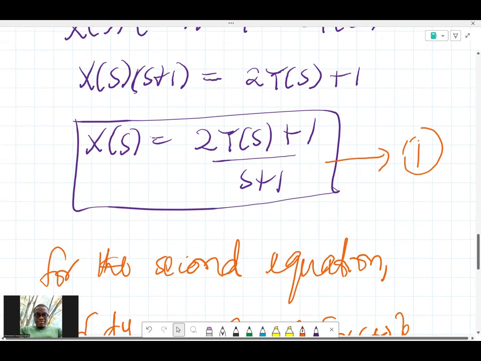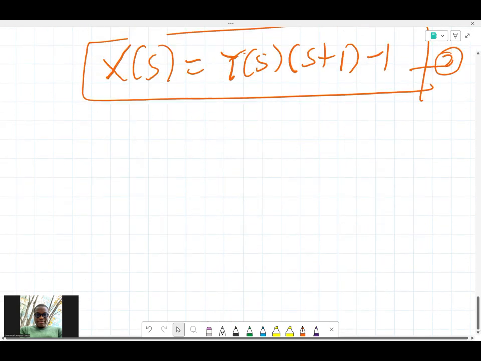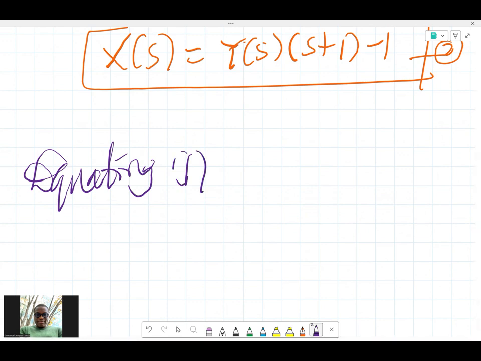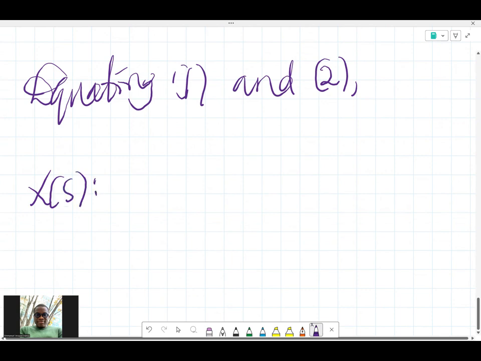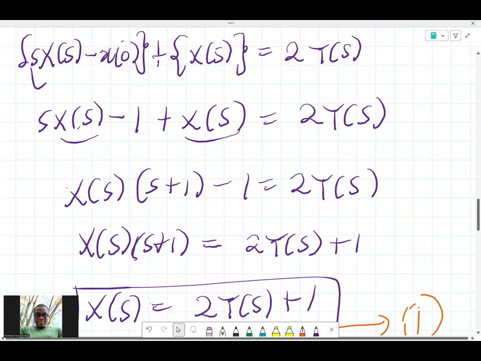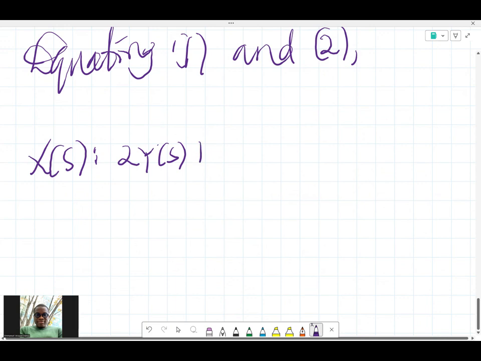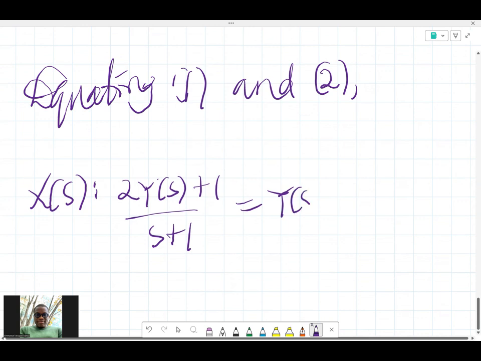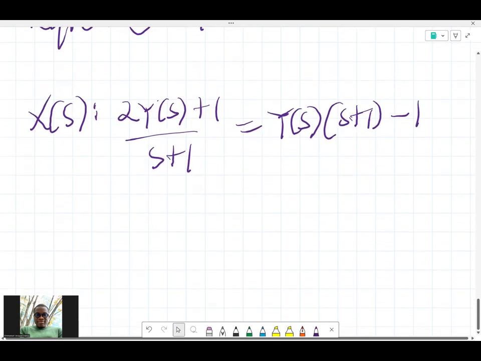Of course, from the first one, X(s) is equal to the right-hand side, and we also have X(s) equals this. So we can equate the two together, equating 1 and 2. What that simply means is that we have X(s) such that what we had before, 2(Y(s) + 1)/(s + 1), is now the same thing as Y(s)(s + 1) - 1. So we can now solve for Y(s) easily.